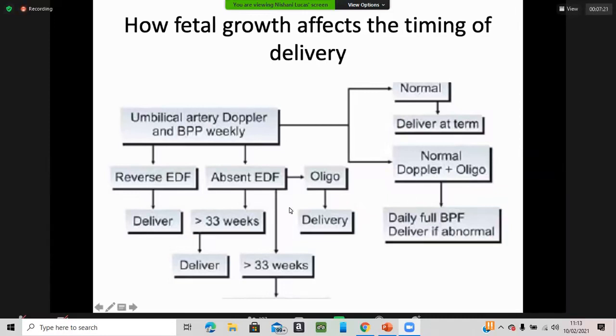Not to take specifics away from this. What our obstetric team does, this 33 weeks cutoff may be different, but that's what the obstetric team is doing. So that part you should pay attention to what they say.